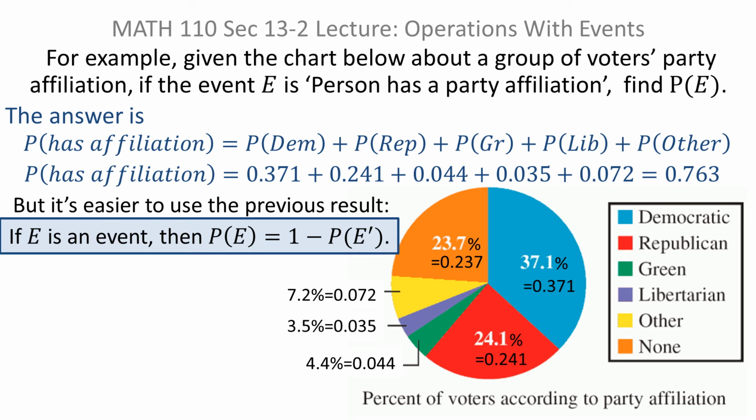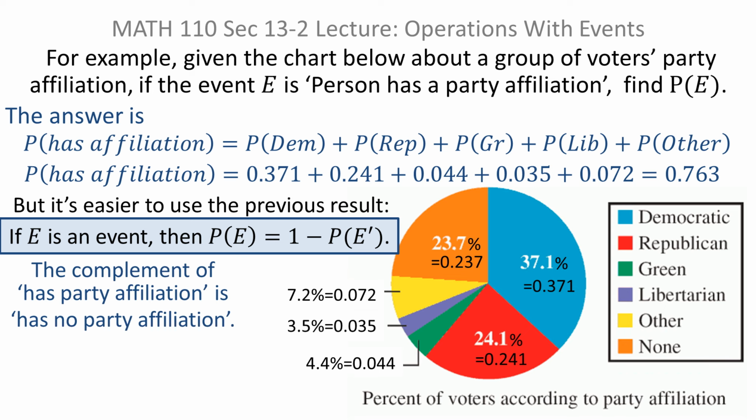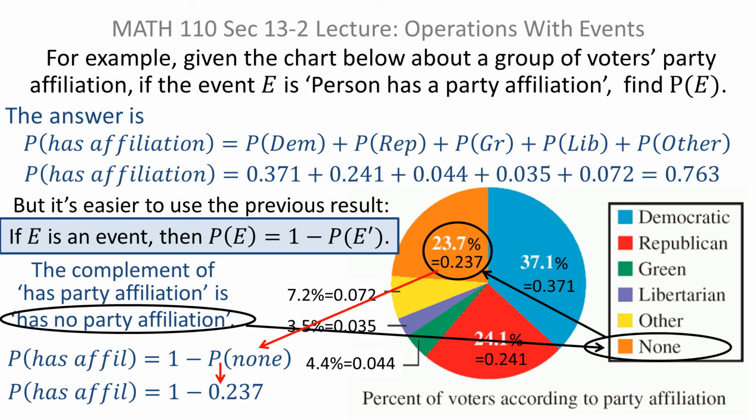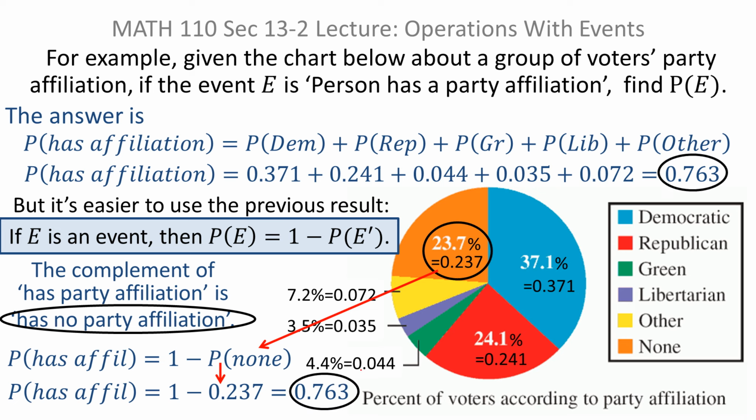It's much easier to use the result by the complement. The complement rule says if the probability of E is what you're trying to calculate, you can calculate it as 1 minus the probability of E complement. In other words, the probability that the person has a party affiliation is 1 minus the probability that that person does not have a party affiliation. The people that don't have a party affiliation are in this orange area of the pie graph, and I know that is 0.237. So the probability that a person has a party affiliation is simply 1 minus the probability that there is none. And that number is 0.237. So if you say 1 minus 0.237, you get 0.763.